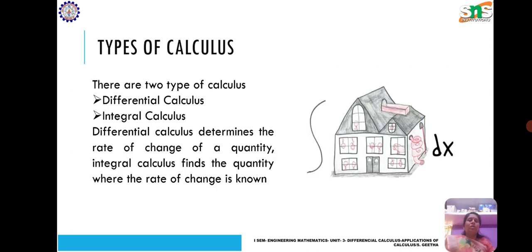We have two types of calculus. One is differential calculus and the other is integral calculus. Differential calculus determines the rate of change of a quantity. Integral calculus finds the quantity where the rate of change is known.